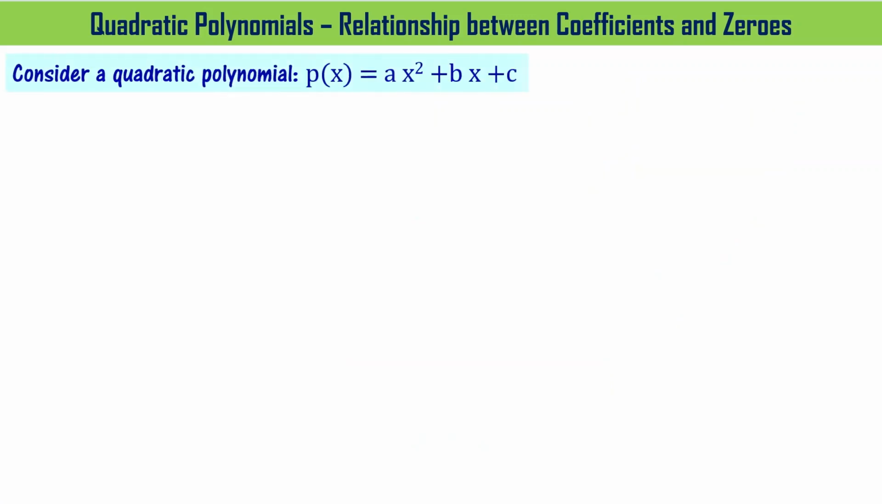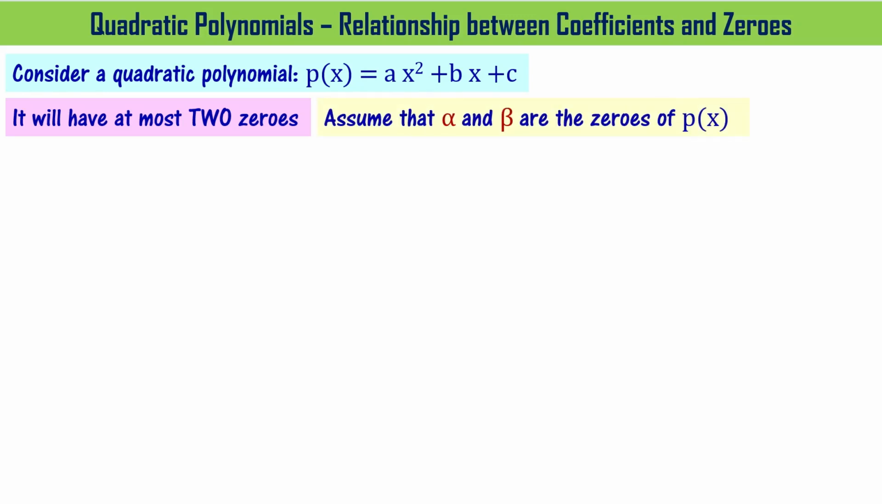And let us consider another quadratic polynomial. This is generic polynomial, p of x equal to ax square plus bx plus c. And we know that quadratic polynomial can have at most two zeros, right? Let's assume that alpha and beta are the zeros of the given quadratic polynomial p of x.